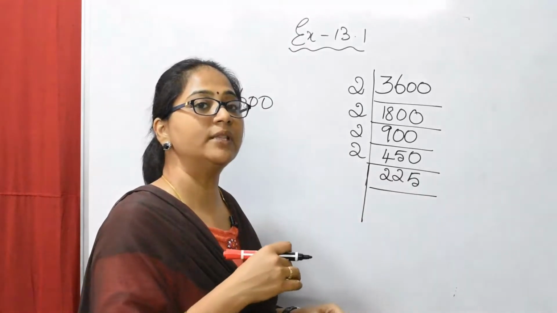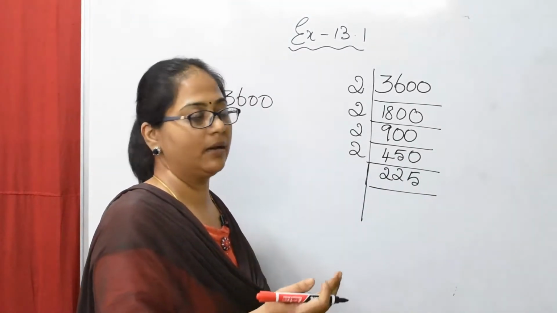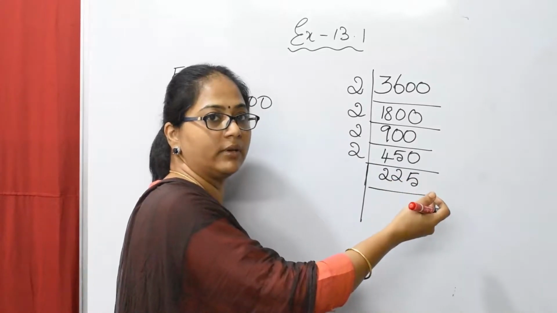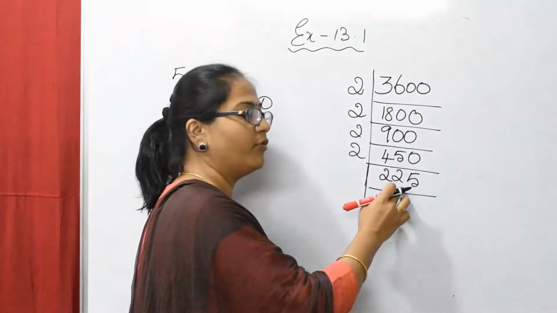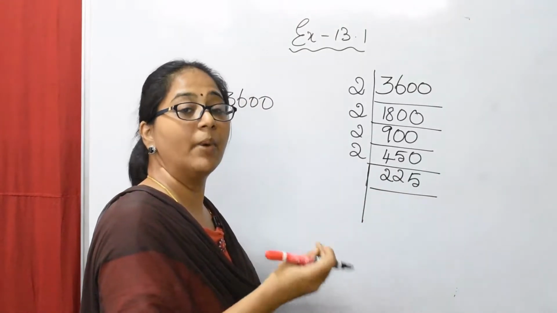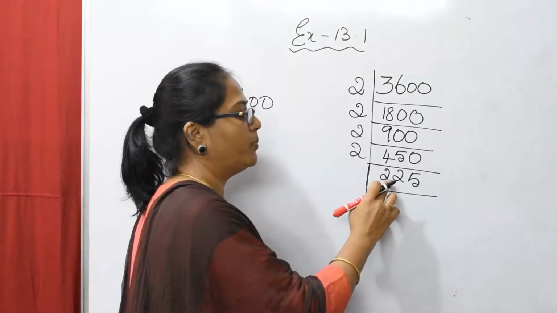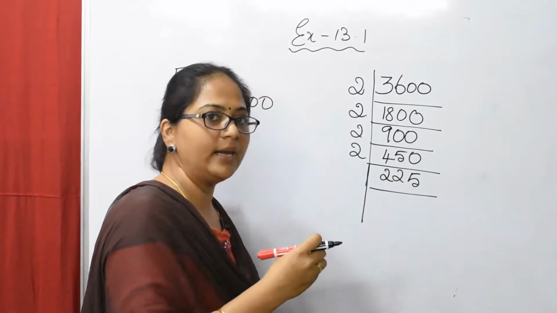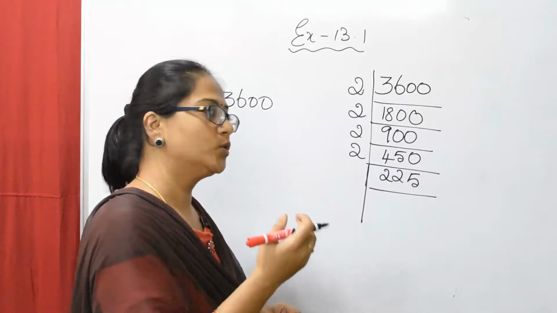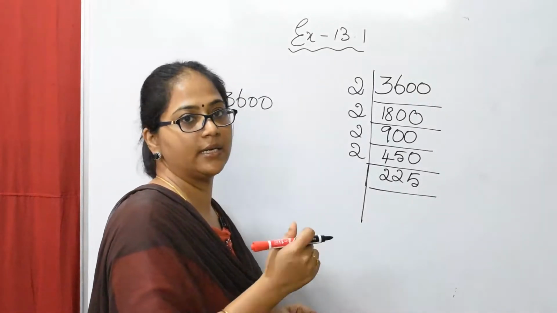Now let us start with the next prime number, which is 3. Just check whether it will go in 3 tables. What is the divisibility rule of 3? The sum of digits should be a multiple of 3. So 2 plus 2 is 4, 4 plus 5 is 9. 9 is a multiple of 3, so we can factorize using 3 tables.